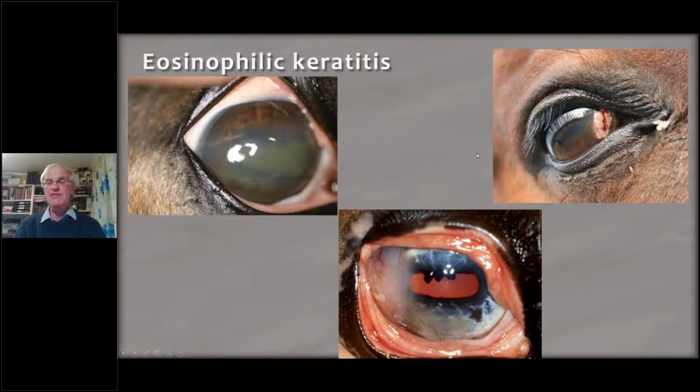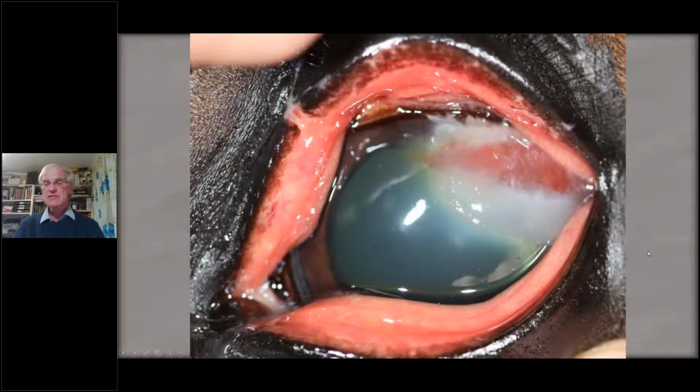Eosinophilic keratitis has a very characteristic appearance, sometimes a bluey color, orangey color like this, or yellow, sometimes fleshy like this, with an almost translucent yellow color to it. And the same applies here, sometimes proliferative as well. There it is again, another one.